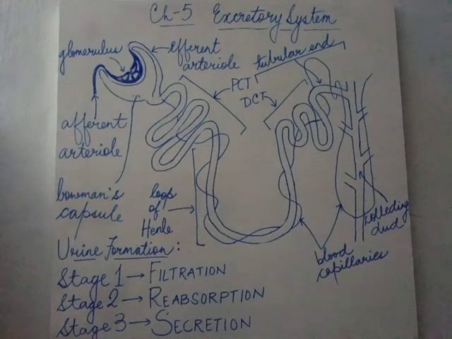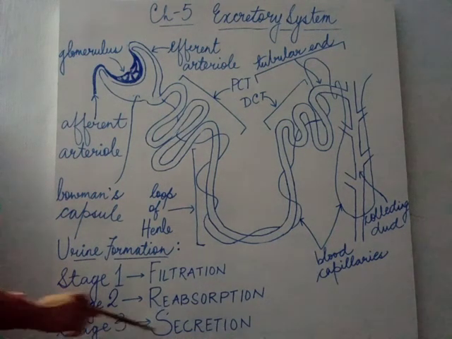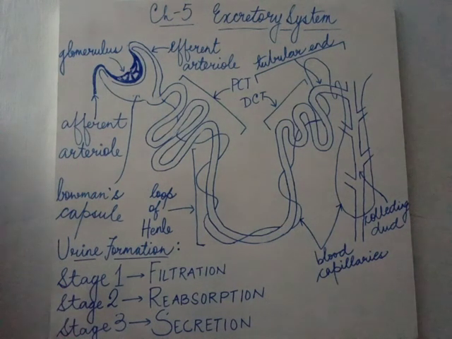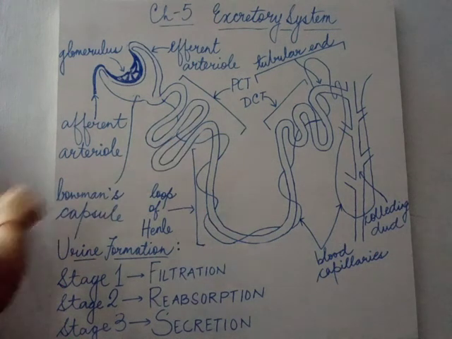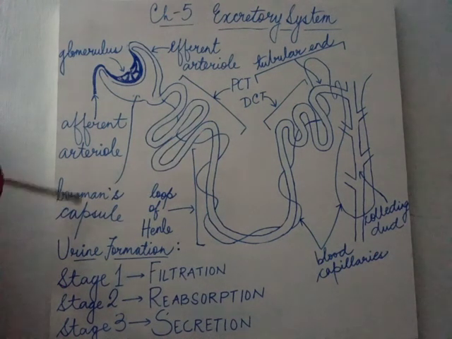Clear? Now stage 3 is secretion. What is secretion? All the essential or useful substances are reabsorbed, and the remaining filtrate which is not reabsorbed stays in the nephrons and is excreted in the form of urine. So it collects in the pelvis of each kidney and becomes urine.